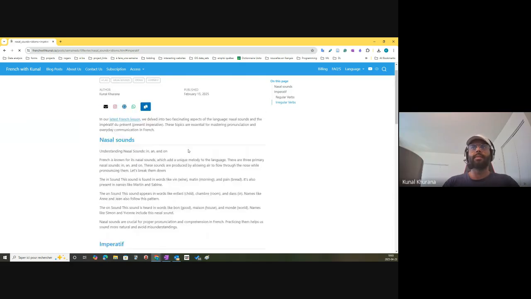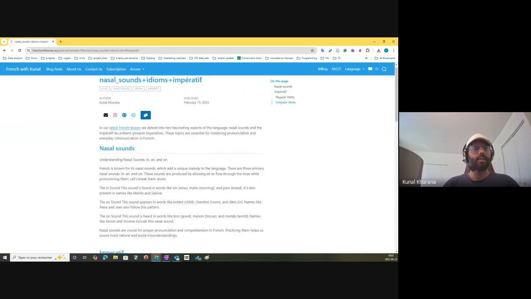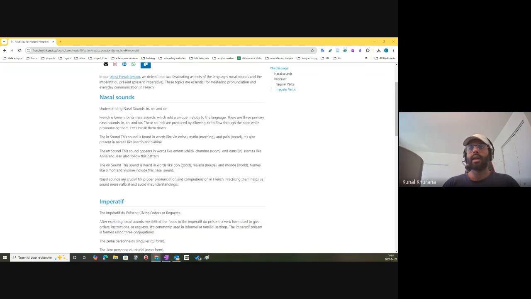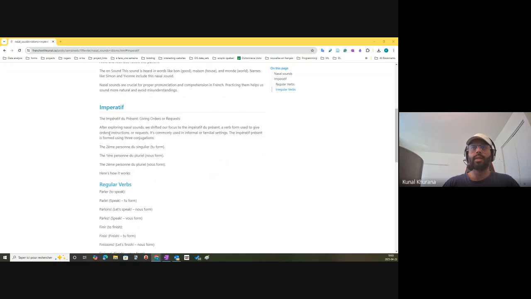We studied that in the present tense we just have to conjugate the verb depending on the subject, and then we say whatever we want to say, right? And after that, we also studied that in the present tense we have the imperative form. In the imperative form, we just give orders or make some requests.